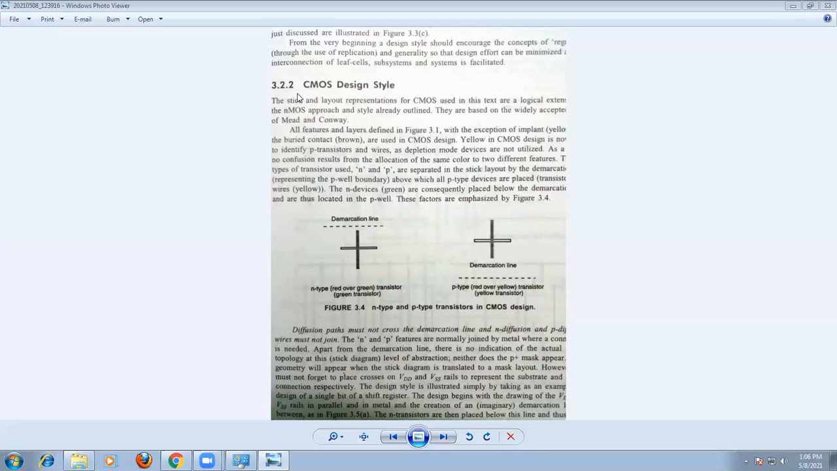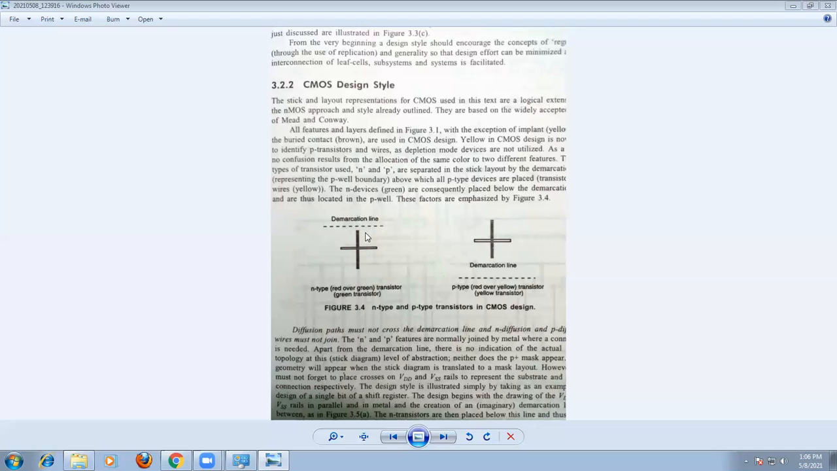Now in the CMOS design style, all the N-channel transistors are located below the demarcation line, and all the P-channel transistors are above the demarcation line. Remember that point. Next, no N diffusion or P diffusion will cross the demarcation line. That is the second condition, and it is very, very important. Next, only polysilicon and metals will cross the demarcation line.